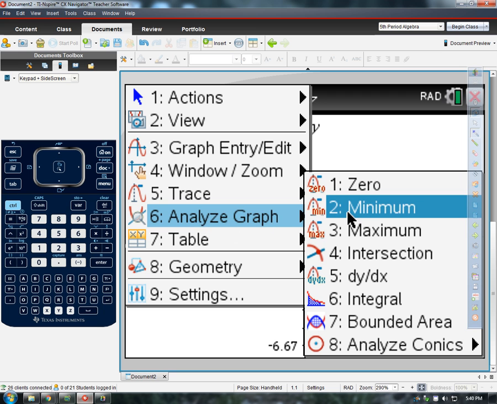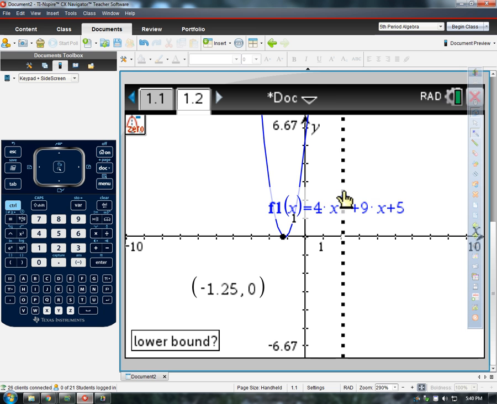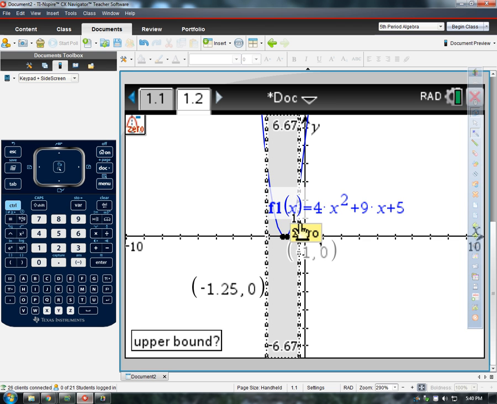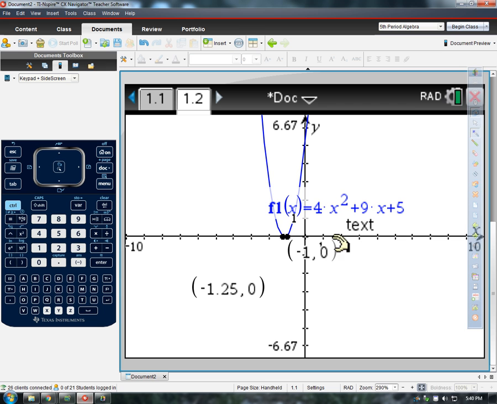Analyze graph. We want a 0. So I'm going to go somewhere over here on the left. And the upper bound, oh, it found another 0. Negative 1 is our other 0. Now it can get really messy when you've got all this stuff popping up, because it just pops up these points on your graph. So just be really careful.